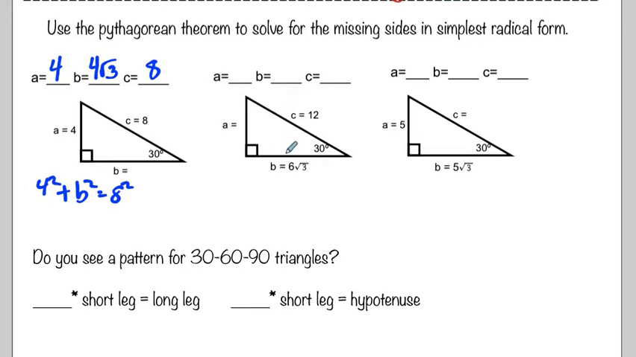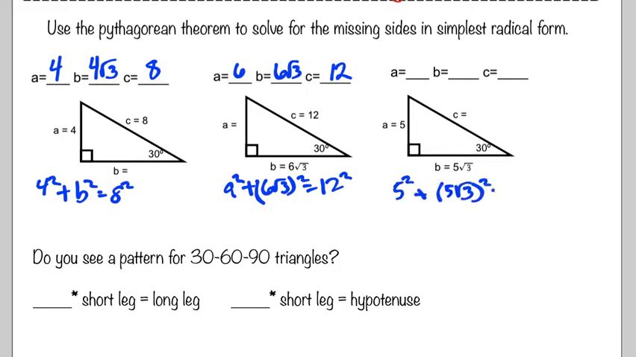On the second one, we're solving for a, and so we should have a squared plus b squared, which is 6 root 3 squared, equals 12 squared. And if you solve this, you should get 6 for a, and they had already given us 6 root 3 and 12 for c. On the third one here, we have 5 for a, so 5 squared, and then b squared, which is 5 root 3, and then c squared, and so we solve for c. We should get 10 for c when we're solving that. So we have 5 root 3, and 10.